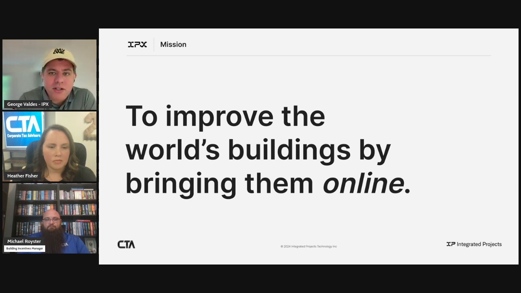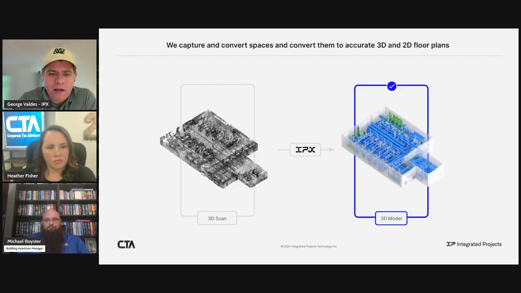A lot of those challenges are financial, environmental, and social, but being able to digitize buildings gives us a lot of opportunity for cost-effective ways to understand the built world and how to operate on it. And how we do that today is that we're capturing and converting spaces and then ultimately converting them to accurate 3D and 2D floor plans. We do that in a couple of different ways. What you see here on the left-hand side is what's called a 3D scan. We digitize it using various types of hardware, even your phone in some instances.